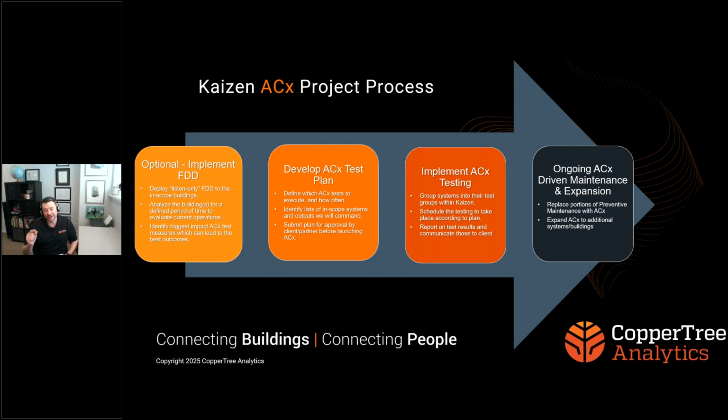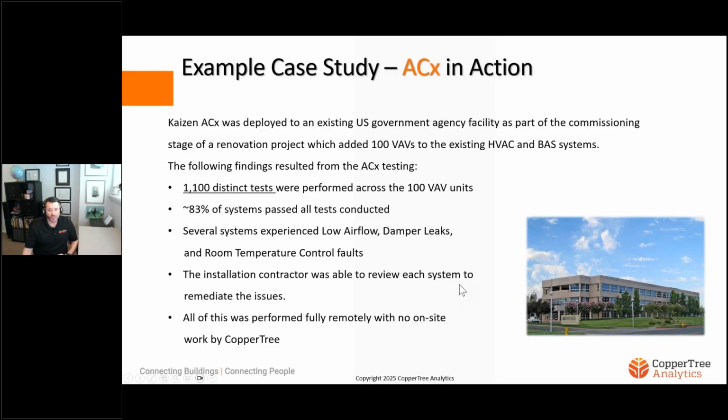But if it's an ongoing maintenance type of approach, then we would look to reduce the preventive maintenance budget, enhance what the team is using as far as their maintenance targeting, and then hopefully expand the ACX to additional systems or additional buildings within the portfolio, and rinse and repeat essentially back to that first step that we started at. That's a typical ACX process that we see.